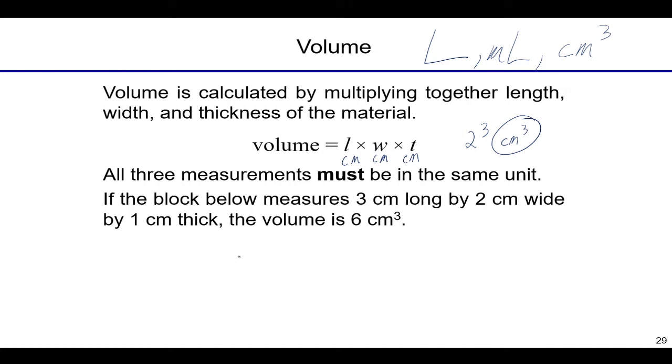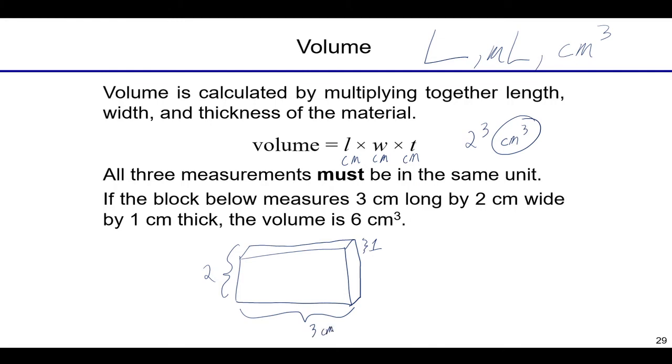If the block below, I guess that's where I'm supposed to draw the block because I've eliminated the figure for copyright purposes, but here's my block, and it measures 2 by 3 by 1. So clearly this dimension is the 1, we'll say this dimension is the 2, and we'll say this dimension is the 3 centimeters. The volume then is length times width times height, and that's how we get our 6 cubic centimeters. Now, what can be more difficult is, say, change this into a different type of unit.